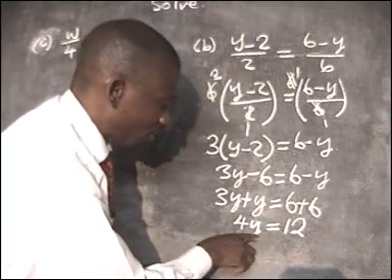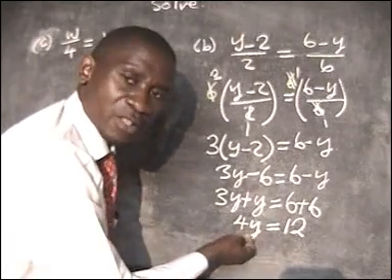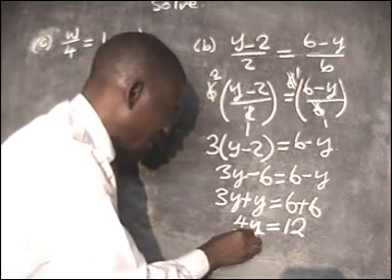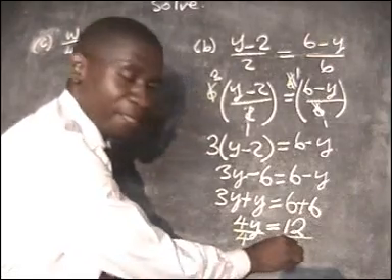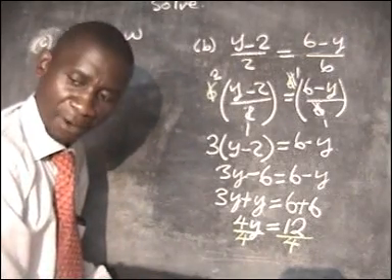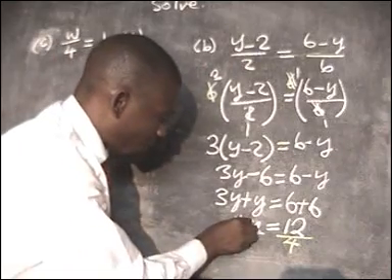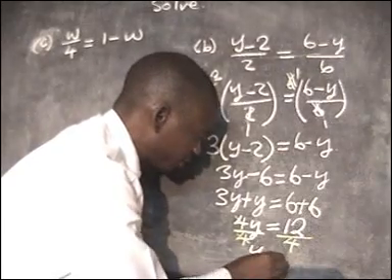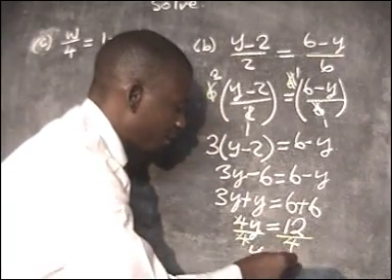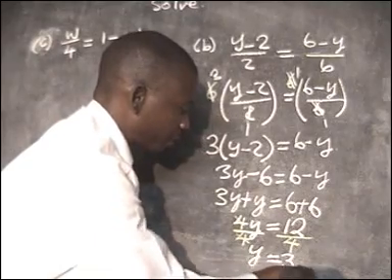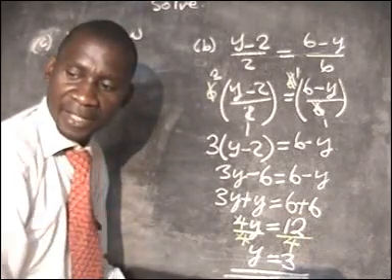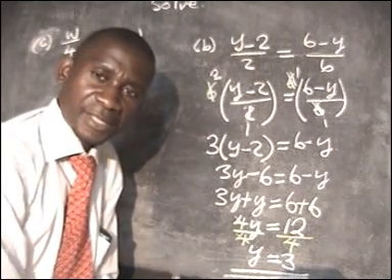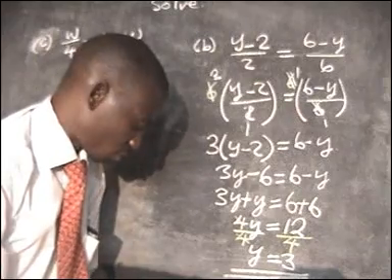Then from there, 4y equals 12. It means 4 multiplied by y equals 12. In order to make y the subject, I divide by 4 on this side and by 4 on that side. Upon dividing, the 4 and 4 cancel, and this reduces to y equals 12 divided by 4, which is 3. As you can see, I have found that y equals 3. This is the second method that I talked about.